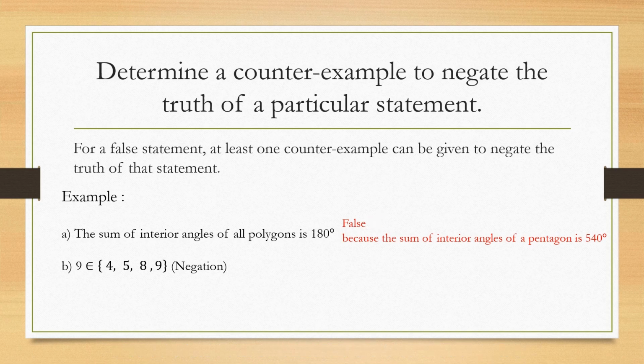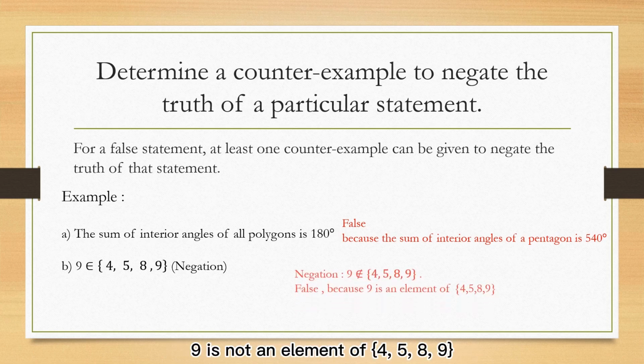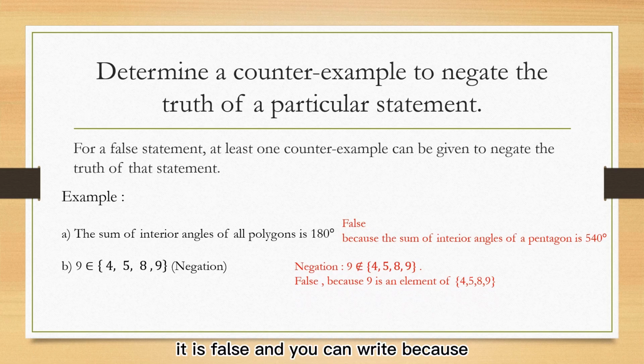514 degrees. Second question. 9 is an element of {4, 5, 8, 9}. After negation, 9 is not an element of {4, 5, 8, 9}. It is false. And you can write because 9 is an element of {4, 5, 8, 9}.